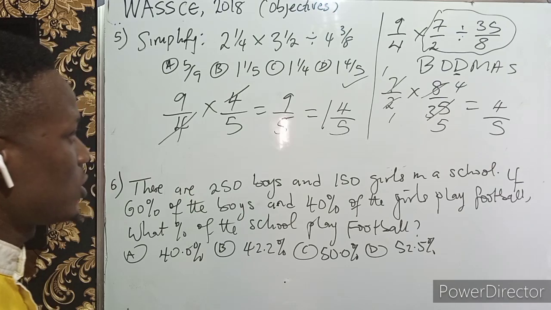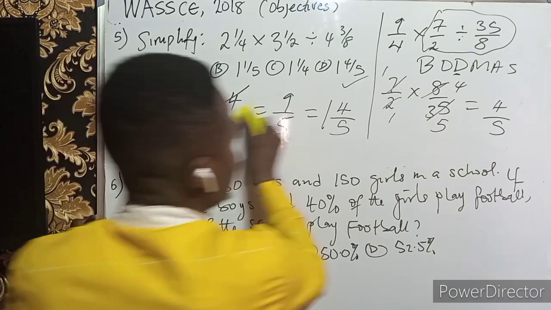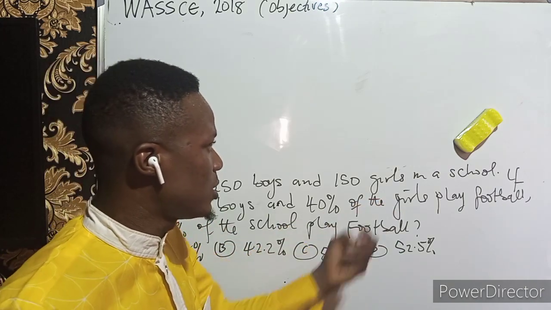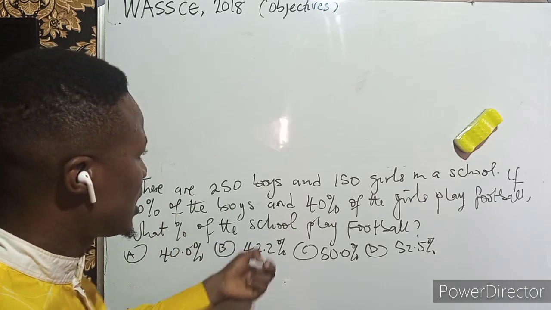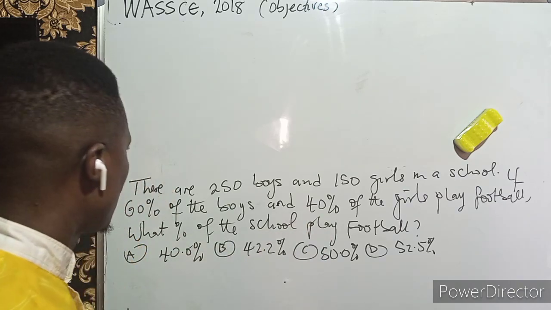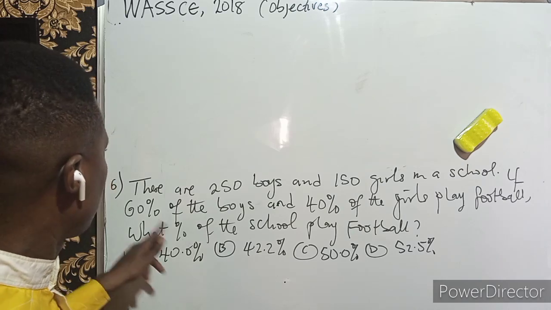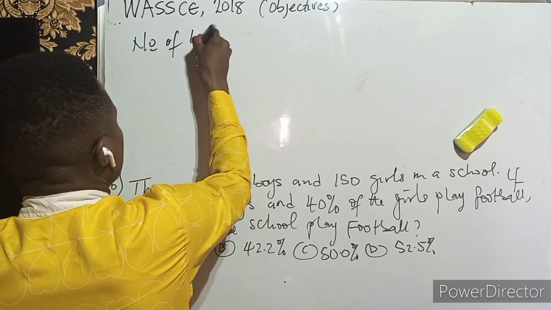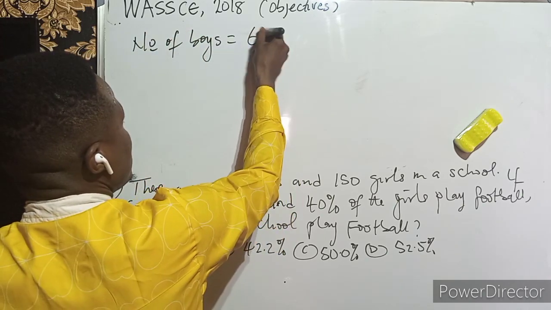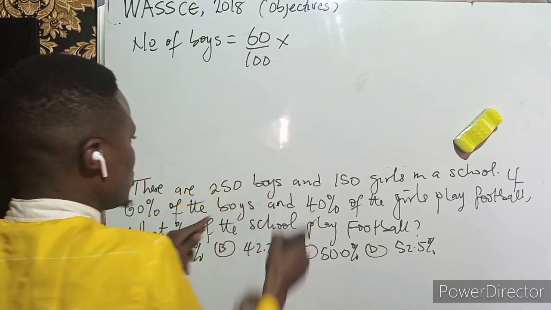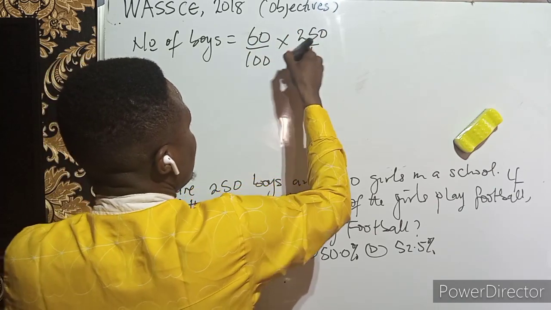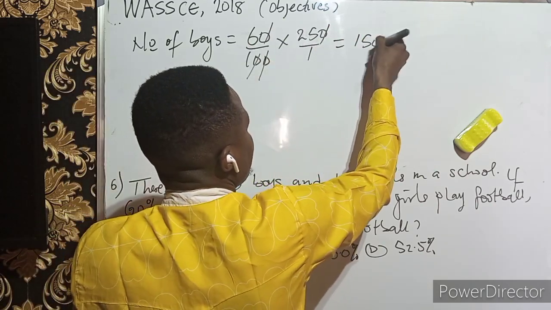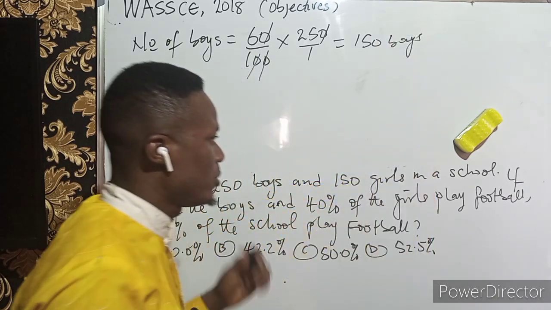Okay, so let's take the sixth question, and this should be the last question for this video. In number 6, we are told that there are 250 boys and 150 girls in a school. If 60% of the boys and 40% of the girls play football, what percentage of the school play football? Now 60% of boys, and there are 250 boys. So number of boys will now be 60%, which is 60 all over 100, times total number of boys, 250 all over 1. This cancels out, this cancels out. 6 times 25 is 150 boys. So 150 boys are playing football.